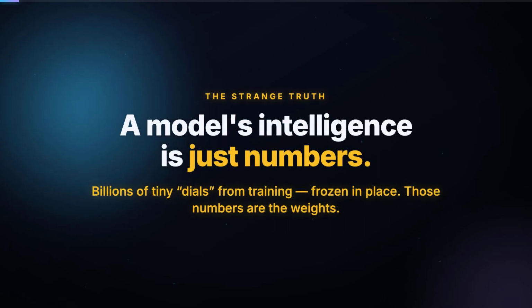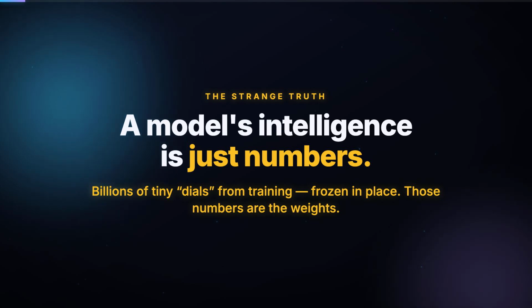Here is the strange truth about a modern AI model. The thing that makes it smart is not clever code. It's a giant list of numbers. In our fine-tuning episode, we pictured a model as billions of tiny dials. Well, the weights are simply the final setting of every one of those dials, frozen in place after training. Learn the numbers, and you have the whole model.